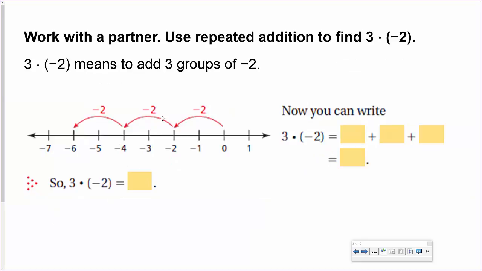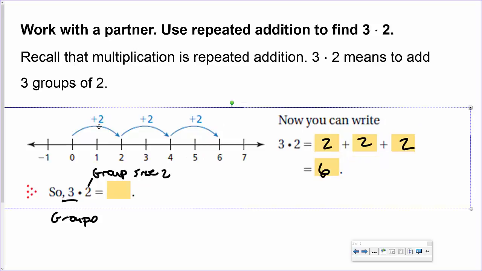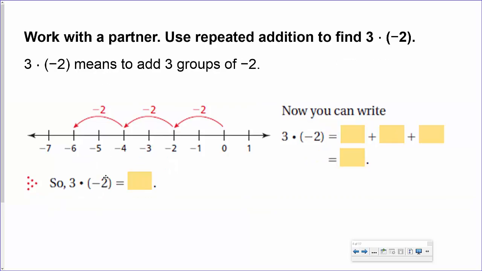So now let's do the exact same thing. Before, I was going to the right because there were positive values. I am now going to go to the left because it's negative values. Again, I have a total of 3 groups, but each one of these groups is going negative 2, meaning going to the left. So this is really negative 2 plus negative 2 plus negative 2. If I start at 0 and go 2 this way, and then 2 more, and then 2 more, I end up at negative 6. So my answer is negative 6.